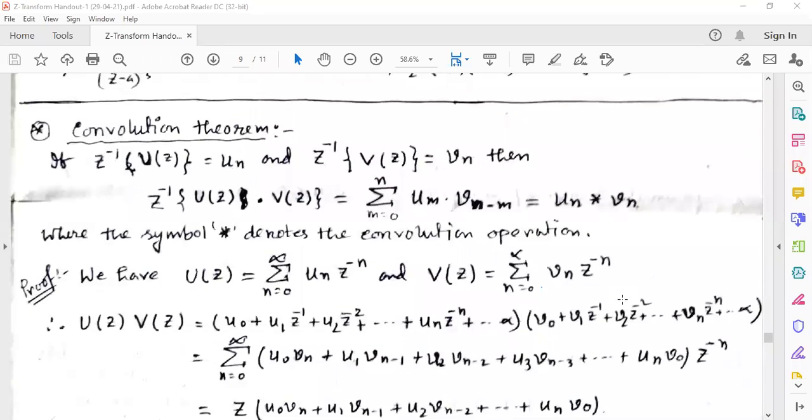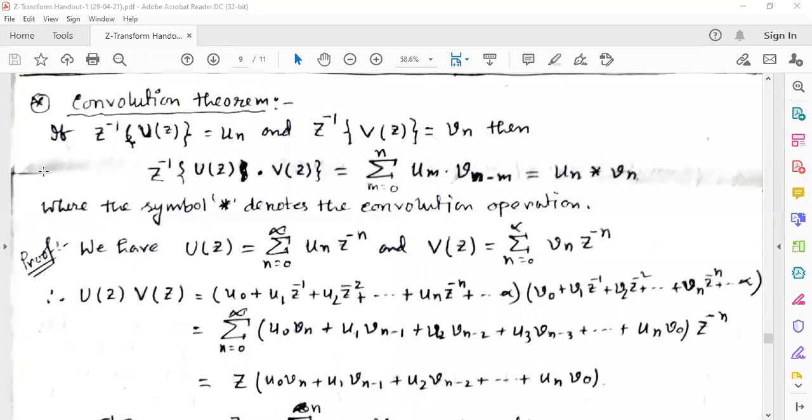Now the next thing is the convolution theorem, which is very important. If Z inverse of U(z) equals u(n) and Z inverse of V(z) equals v(n), then Z inverse of U(z) into V(z) can be written as the summation m equal to 0 to n of u(m) v(n minus m), and it can be written as u(n) star v(n). This star is the convolution notation, where the symbol star denotes the convolution operation.